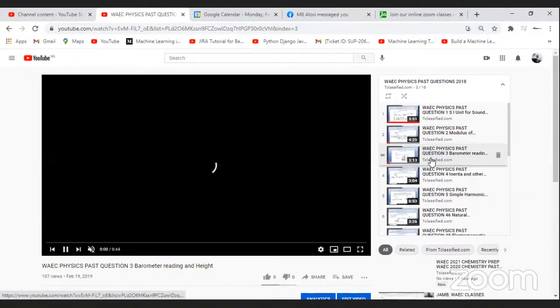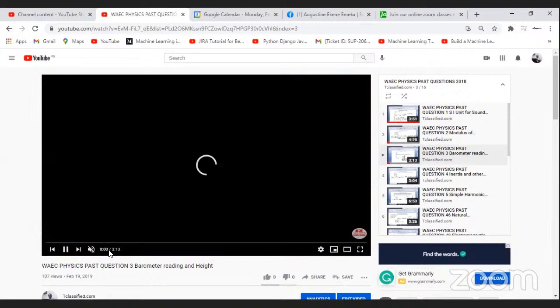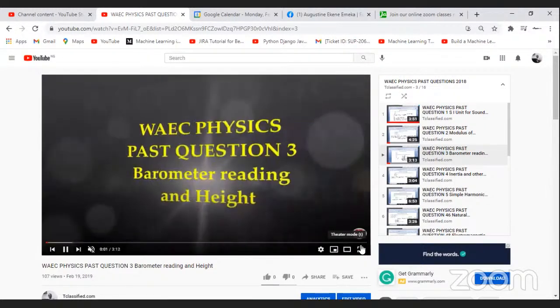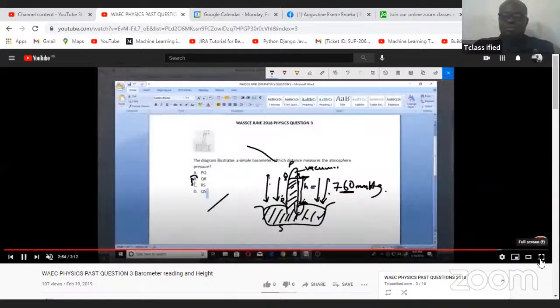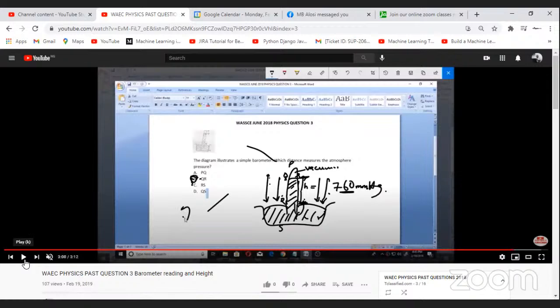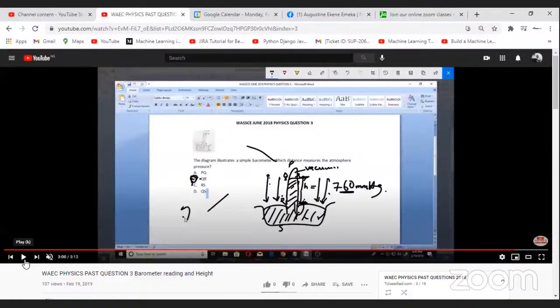Number three is a diagram. It said the diagram above illustrates a simple barometer. Which distance measures the atmospheric pressure? A. PQ, B. QR, C. RS, D. QS. So I chose A, PQ. Is it PQ, QR, RS, or QS?